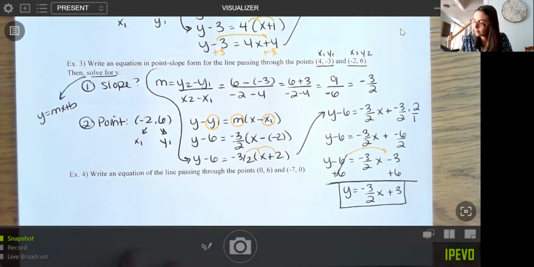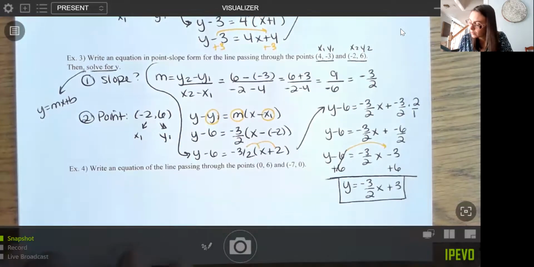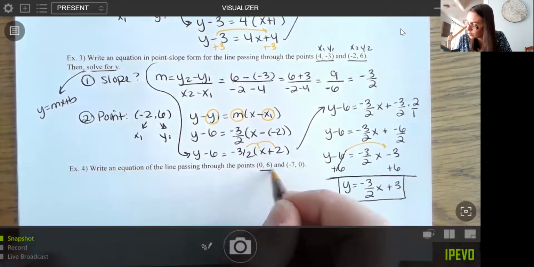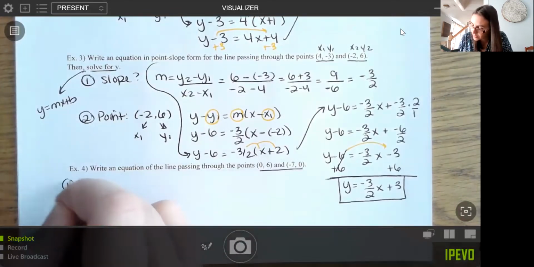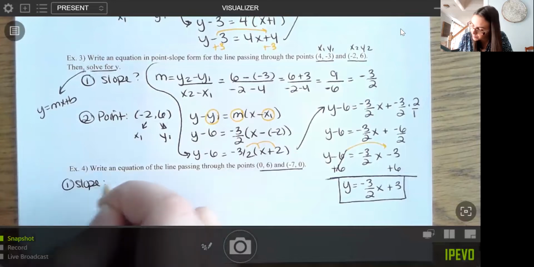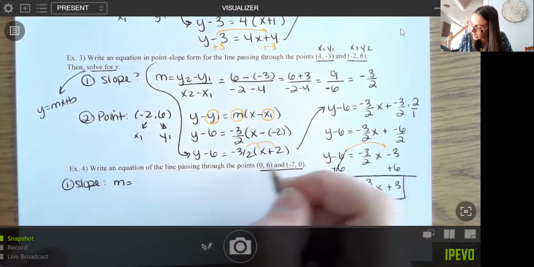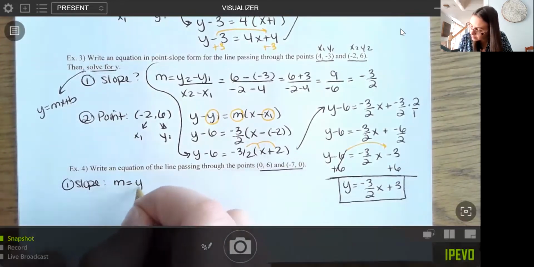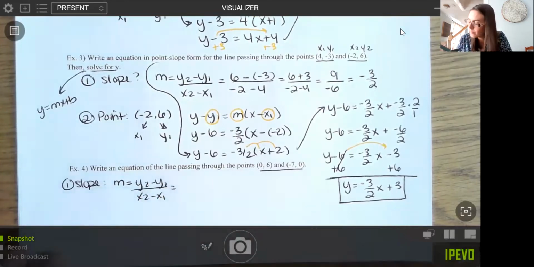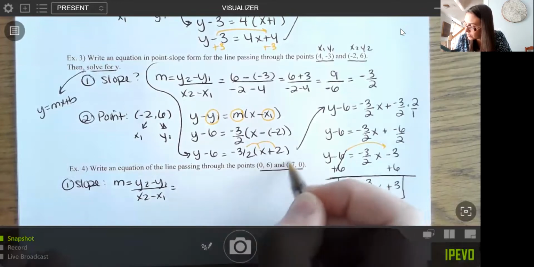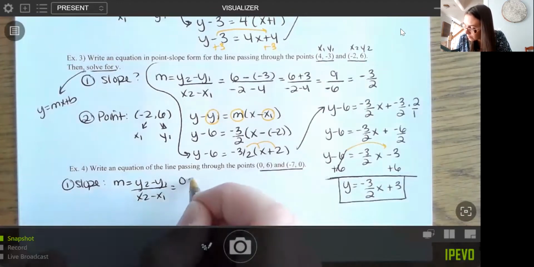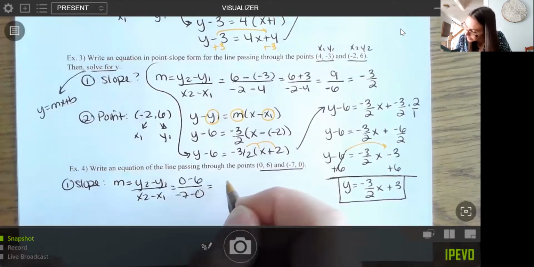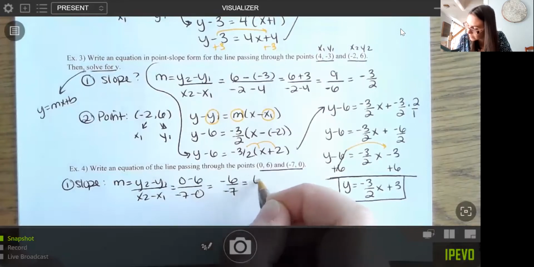All right, let's do one more here. Write an equation of the line passing through these 2 points. So again, the first thing I need is a slope. I don't have a slope, so I'm going to have to go ahead and find it. You should always have enough information to find everything that you need. So here, I'm just going to make this my second point. So I'm going to do 0 minus 6, and then -7 minus 0. So let's see, I have -6 over -7. Those 2 negatives will cancel, and I have 6/7.